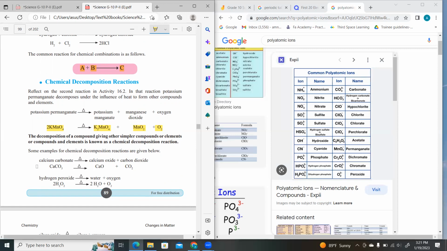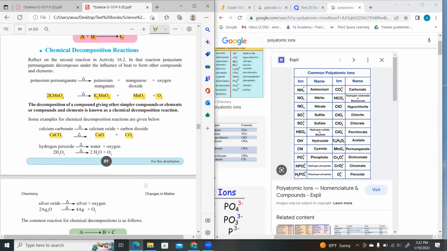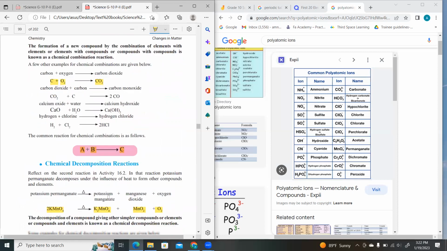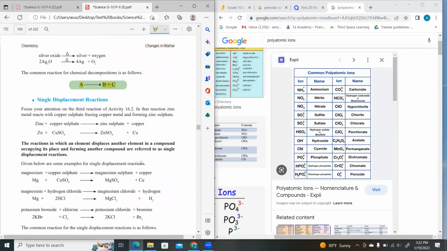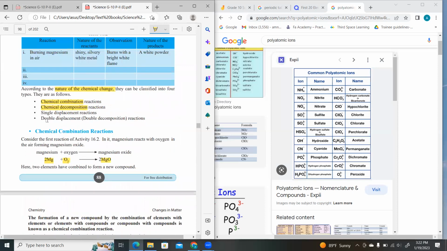And then you can see calcium carbonate can be decomposed into two chemical products, right? So just remember, in this category you will have a reactant that can be divided into 2 or 3 products. Next one is single displacement reactions.